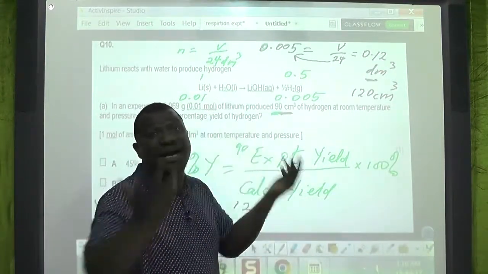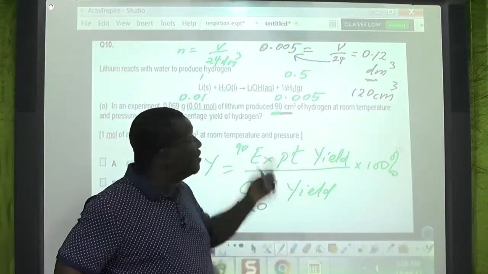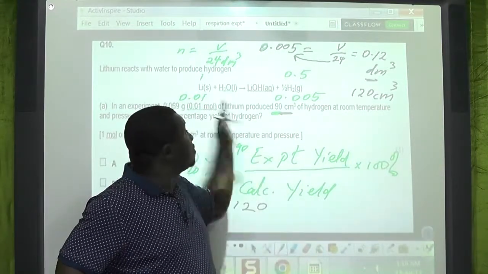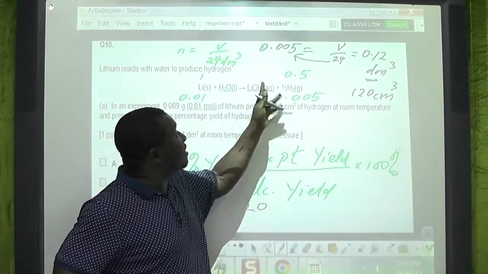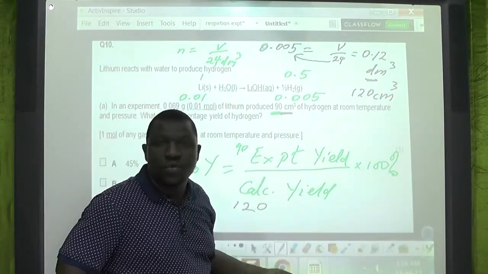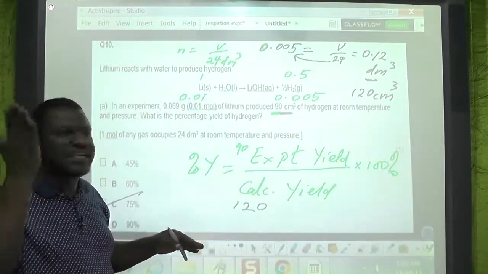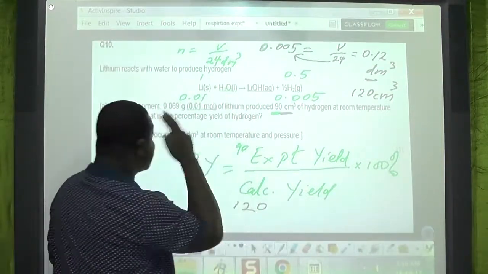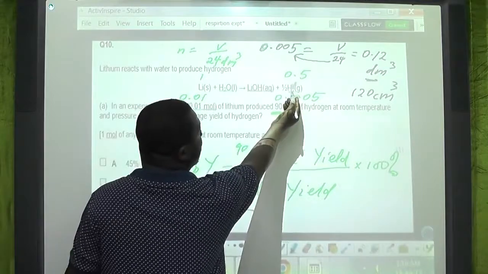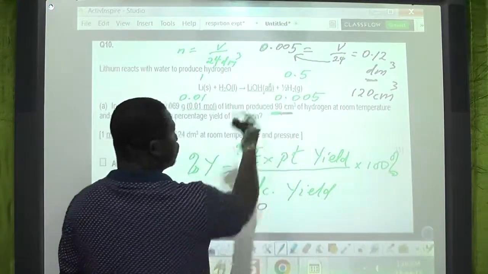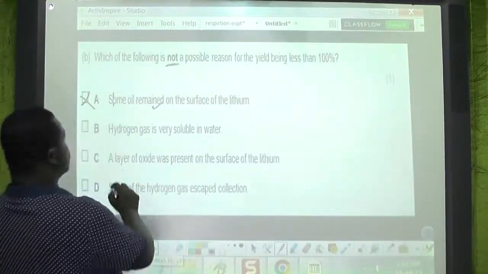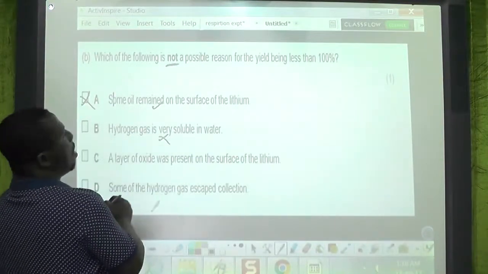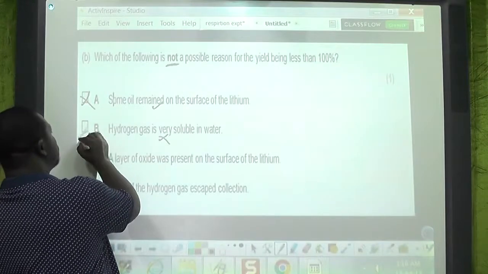You won't get hydrogen. You can't collect hydrogen outside. You can use this reaction to produce hydrogen. If hydrogen was soluble in water, it would just be formed and dissolved because this is aqueous. So hydrogen is not soluble in water. It's a common sense thing. If anybody tells you hydrogen is soluble in water here, you say no. Otherwise, this hydrogen would have dissolved in this solution, because the solution is a watery, aqueous solution. This is not a possible reason for lower yield. So it may be our answer.